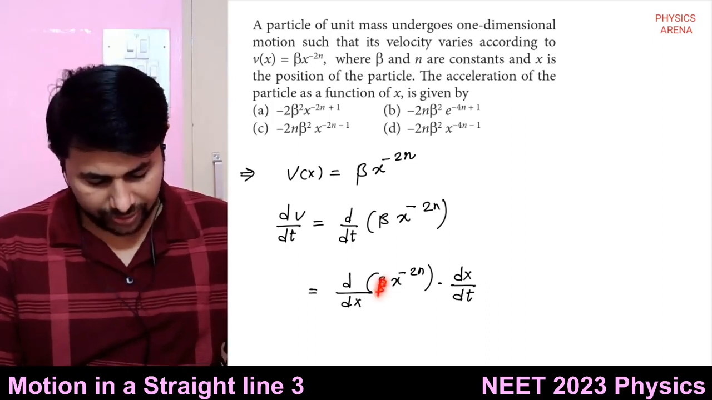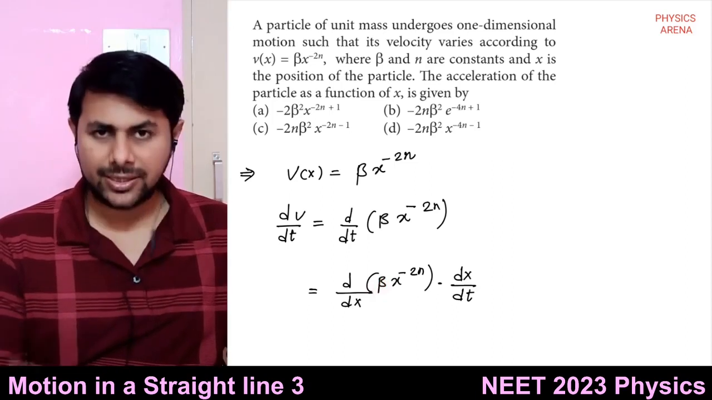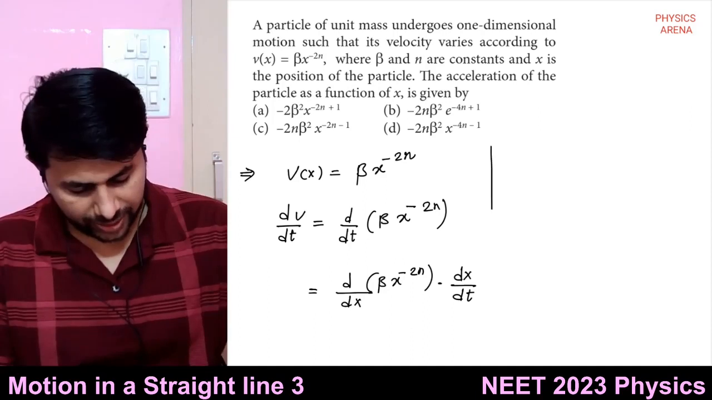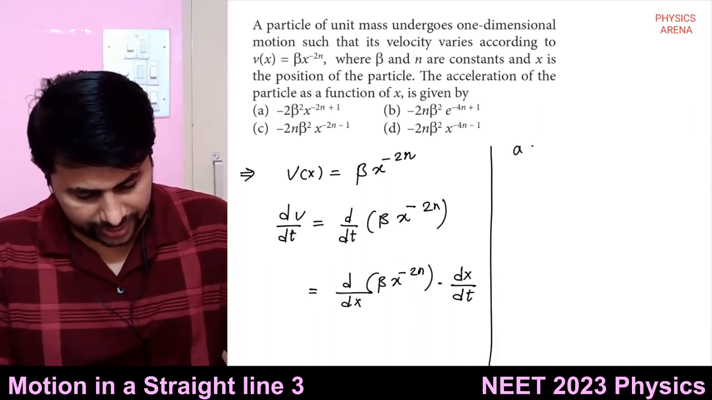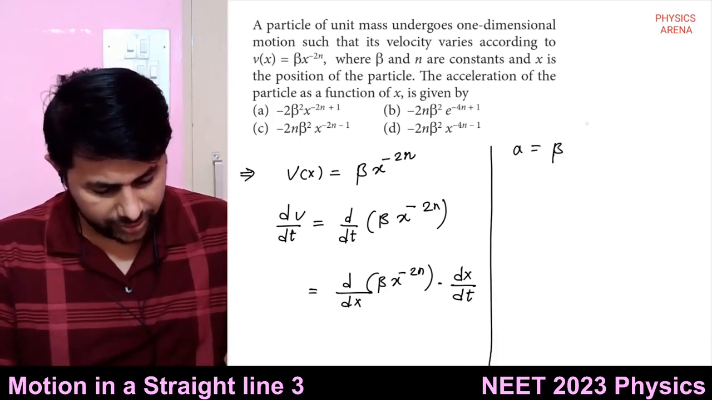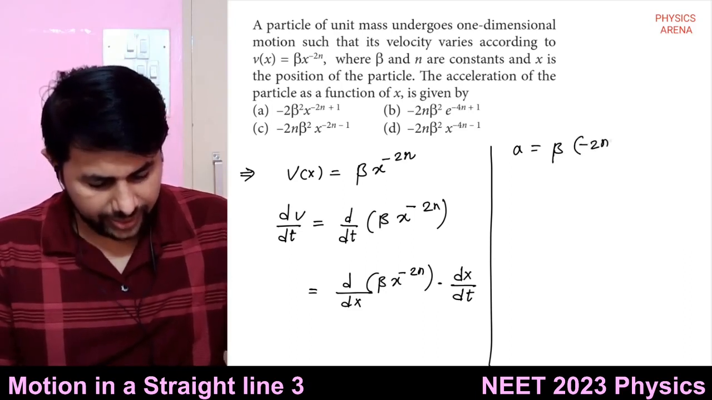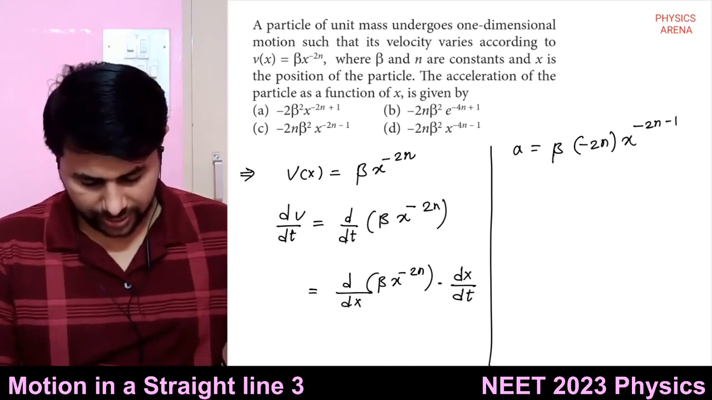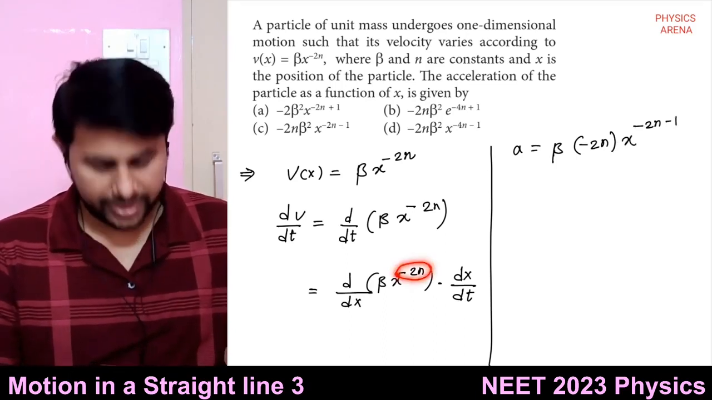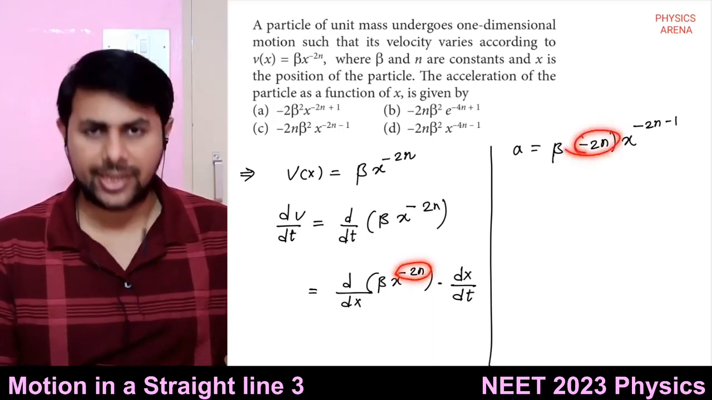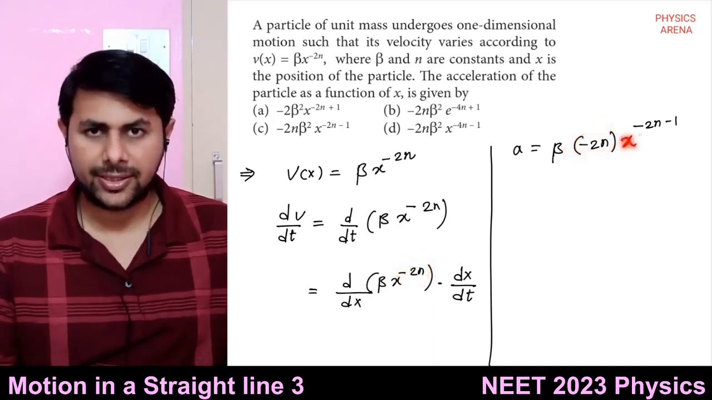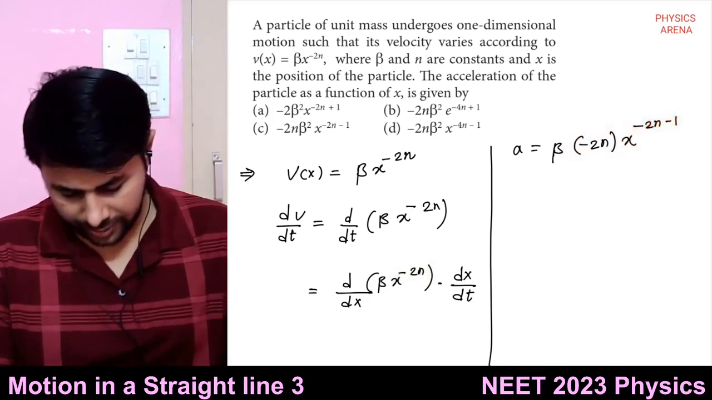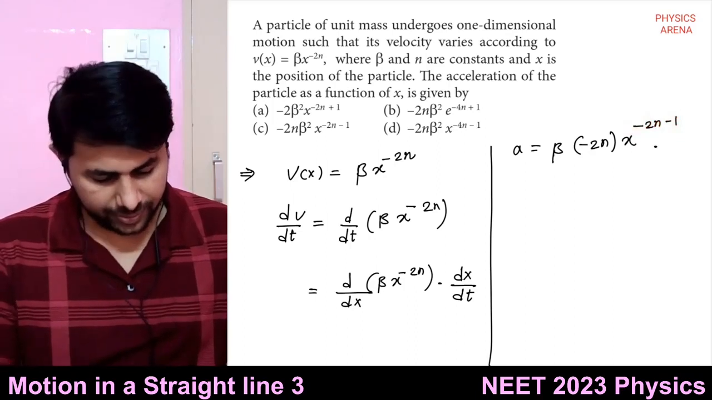Okay. So now beta you can take out. It is the derivative of x raised to minus 2n with respect to x. And we know the formula for that. So we get acceleration equals beta is out, so minus 2n multiplied by x raised to minus 2n minus 1. Here the power is minus 2n, so it comes in multiplication: minus 2n multiplied by x raised to power reduced by 1, minus 2n minus 1. Multiplied by dx by dt.